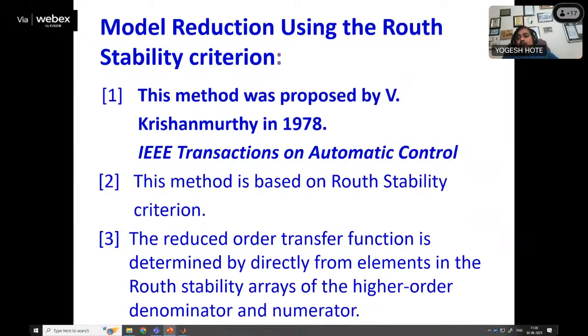Although we have limited time and I cannot go through all the methodologies, I will go with a simple methodology. Maybe some participants are aware of it, but I feel some are not. So I am going with one methodology, that is model reduction using the Routh stability criteria. I think everybody is aware of the Routh criteria.